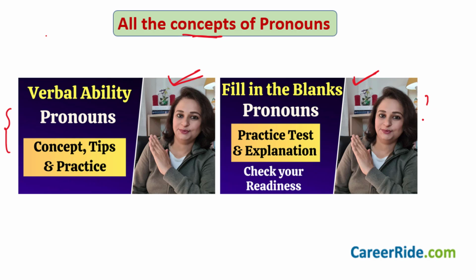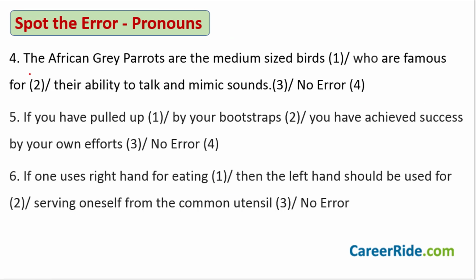Okay, and most of the questions I'm sure you will get correct once your concepts are clear. Okay, and with this, let's move on to the next set of sentences. Okay, now sentence number 4. The African Grey Parrots are the medium-sized birds who are famous for their ability to talk and mimic sounds.